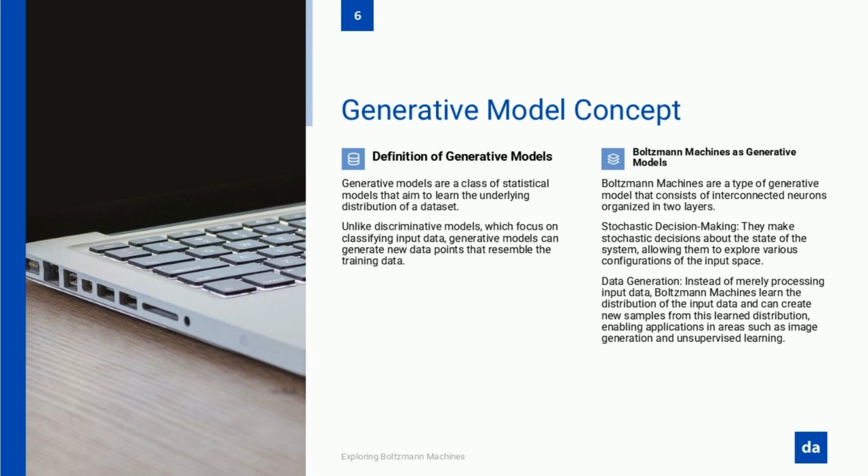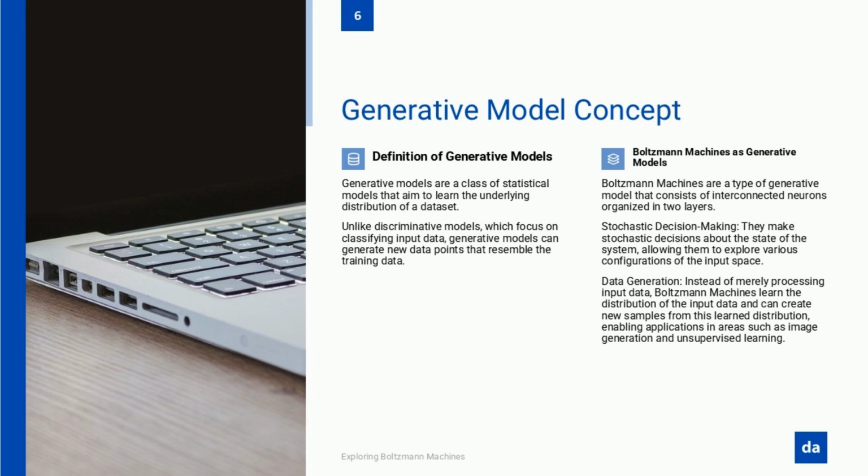So how do Boltzmann machines fit into this? They learn by adjusting their weights until they capture the full probability distribution of the training data. Once trained, they can generate new samples by sampling from that learned distribution.